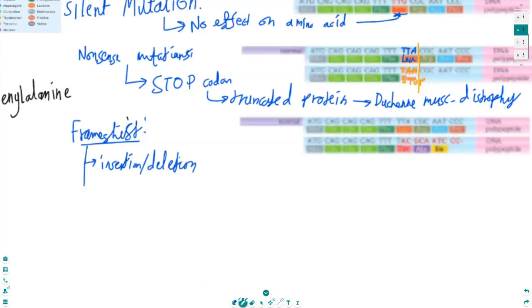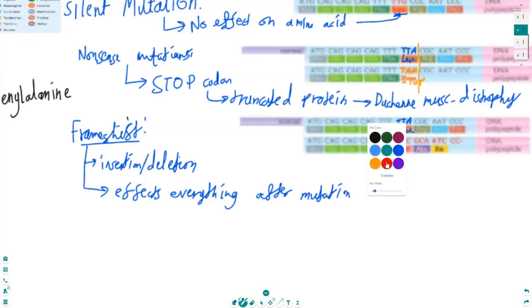And then everything after the mutation is affected. So what do I mean by that? I mean here that we have TTA, and that codes for leucine. But instead we've removed a T. So here we have TAC. So the first T is still there, but now we have an AC. And then here we have a GC, A, an ADC, and, what's next? A CC with a dash in the middle. A CC dash.